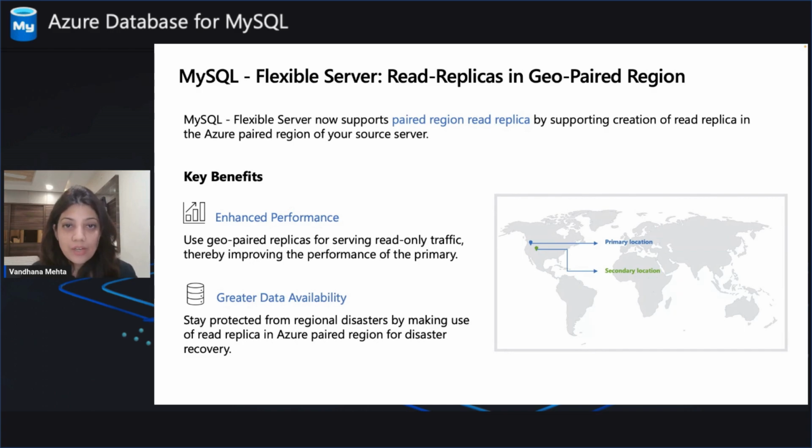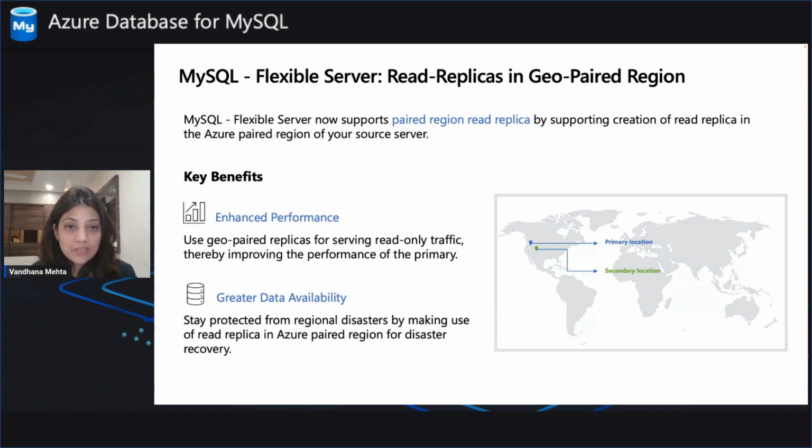For example, Azure paired region for West Europe is North Europe. Therefore, if your source server is West Europe, you can use this feature to provision a read replica in North Europe. Now let's understand key benefits of this feature.